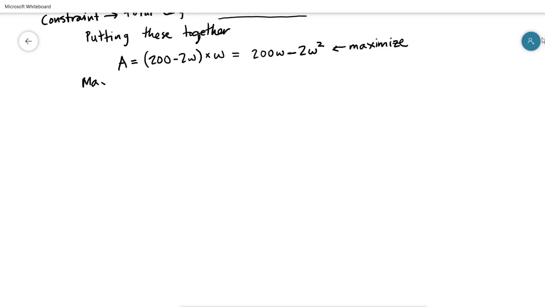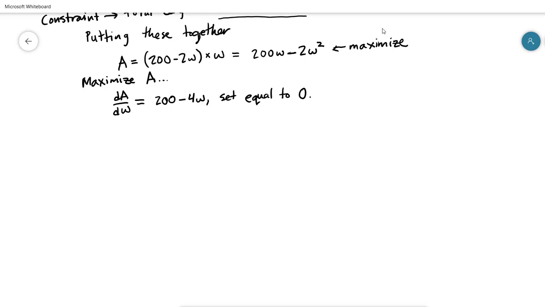So we are maximizing A. And to maximize A, we take that derivative. So dA/dW. Taking that derivative, we will get 200 for the derivative of the first portion, 200W. And for the derivative of this piece, again, it's easy, it's just the power rule, so minus 4W. And there's our equation. So we need to now set this equal to 0 and solve for what W is.